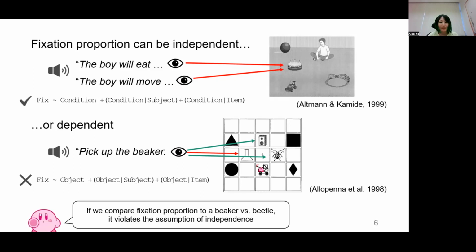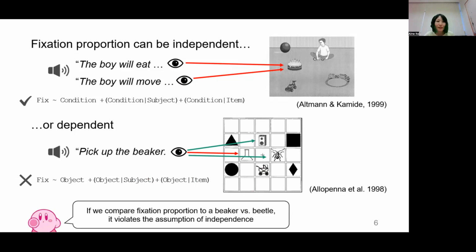Again, if we want to compare fixation proportion to a beaker versus beater, it violates the assumption of independence, right? LME, for example, the linear model, has the assumption that each observation must be independent from each other, right? So the second analysis would violate such an assumption. So you can't run a model like this.